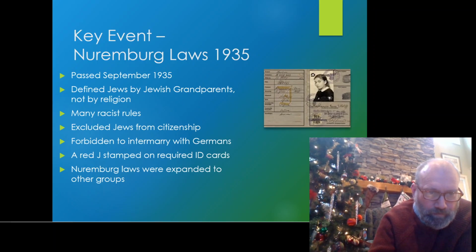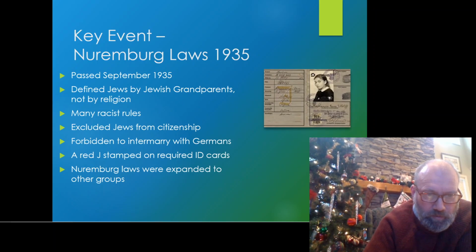Okay, key event, Nuremberg Laws. So you should be able to come up with a list of items in the Nuremberg Laws for the quiz. This is about 90% likely to be on the quiz or test. Okay, Jewish people were defined by having Jewish grandparents. So that would be 3 out of 4 of your grandparents are Jewish. Then you would be considered Jewish.